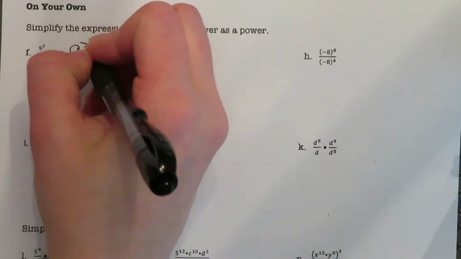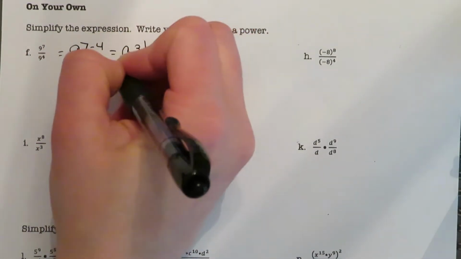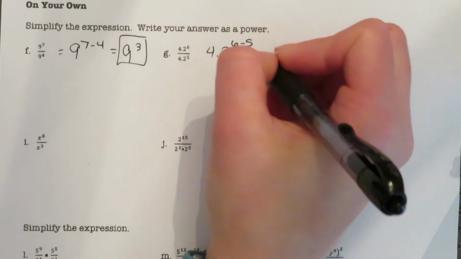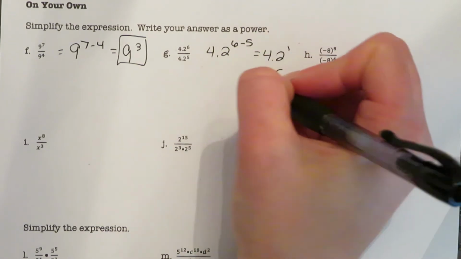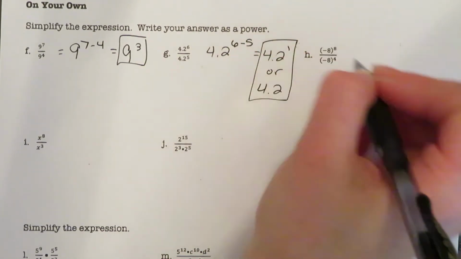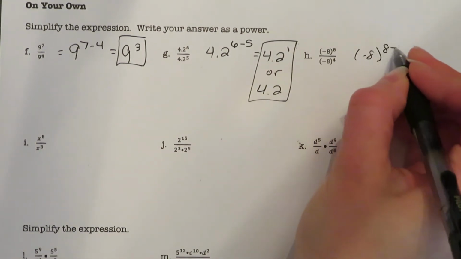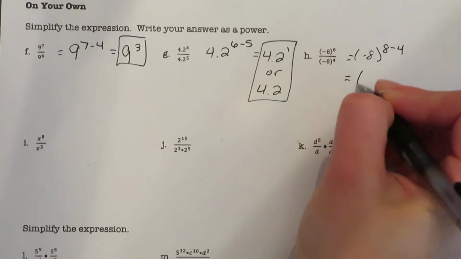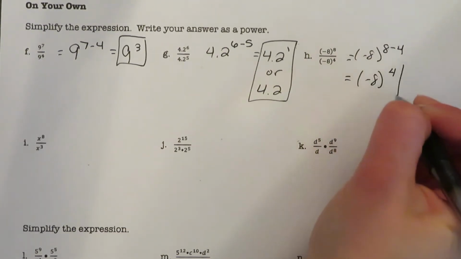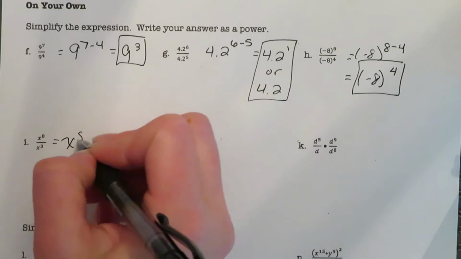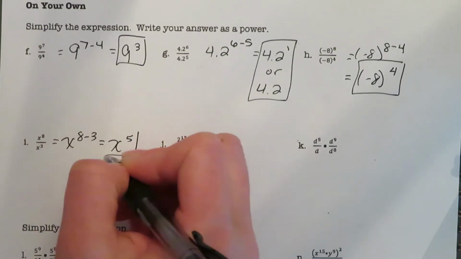Let's continue. You have 9 on your own. Pause, then you can come back and check them. All right, 9 to the 7th minus 4 equals 9 to the 3rd. Letter G, 4 and 2/10 to the 6th minus 5. That is 4 and 2/10 to the 1st, or just 4 and 2/10. Either of them are acceptable answers. Letter H, we have the quantity negative 8 to the 8 minus 4th power. So the quantity negative 8 to the 4th power. Please keep that in parentheses. Letter I, x to the 8th minus 3 is x to the 5th.